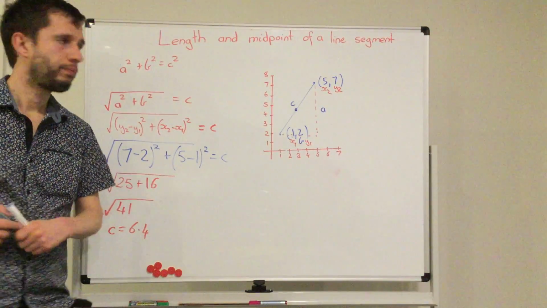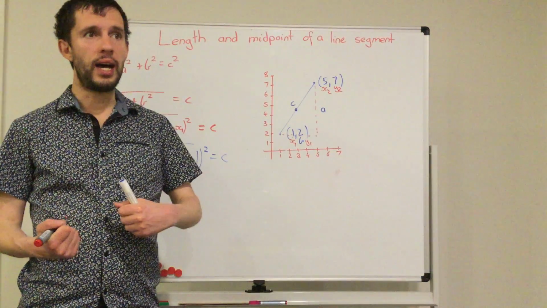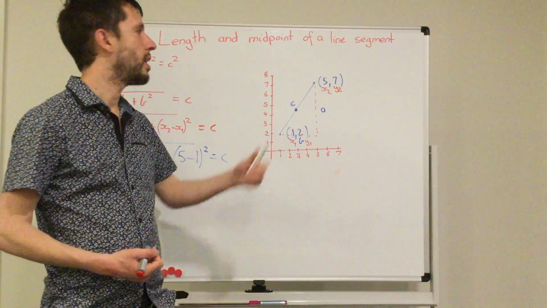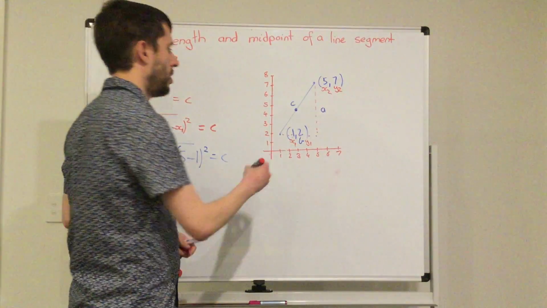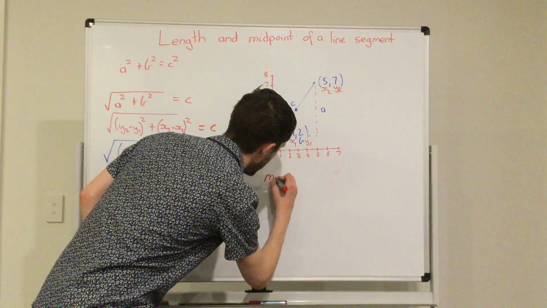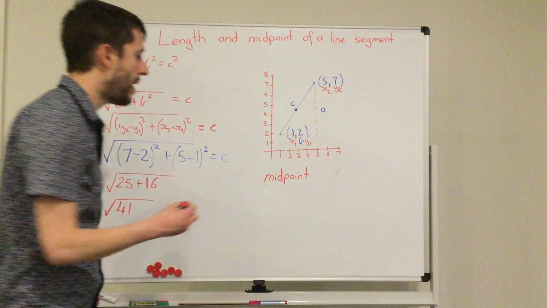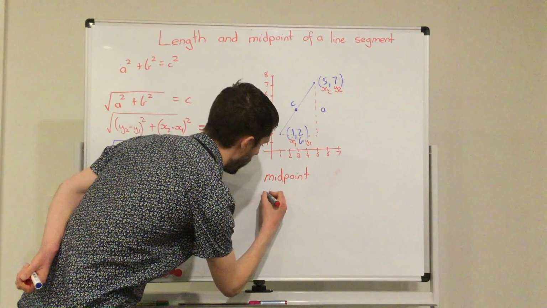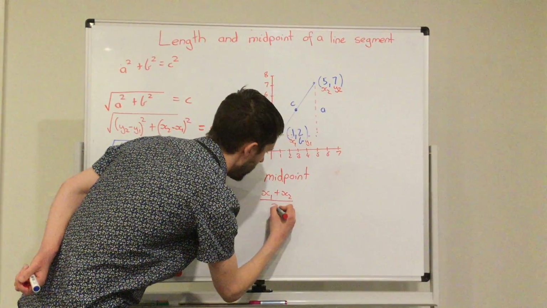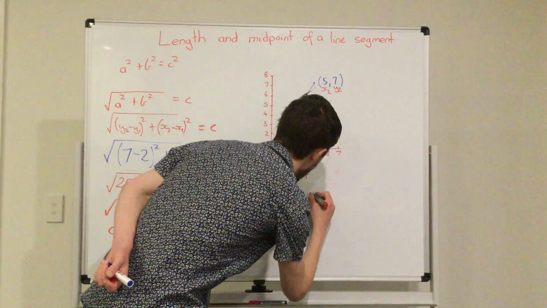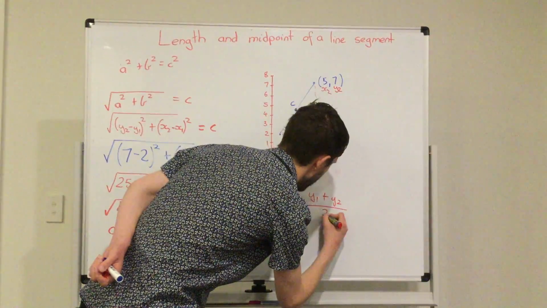That means we are going to add the x's together and cut it in half, divide by 2. We are going to add the y's together and we'll divide it by 2. So if we think about midpoint, we are thinking about adding the x's together. So x1 plus x2 divided by 2. And y1 plus y2 divided by 2.